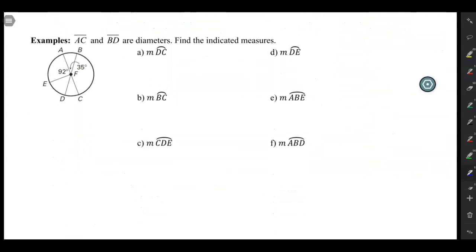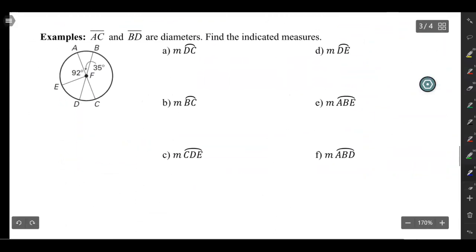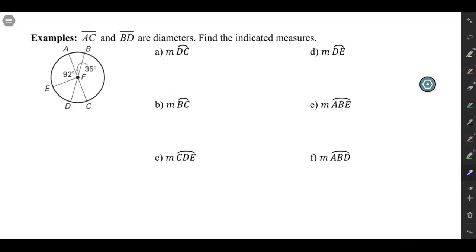All right, so now what we're going to do is we are going to kind of just fill in a bunch of information about a bunch of different arcs in this circle. So one thing that we're going to start with knowing is that AC and BD are both diameters, which means they are passing through the center of the circle. So let's start with the measure. So this M in front, that means the measure of DC. So I'm looking at this measure of DC. I want to know how big is that arc. What I would like to do is if I could figure out the measure of this central angle, then I know it would equal the measure of the arc.